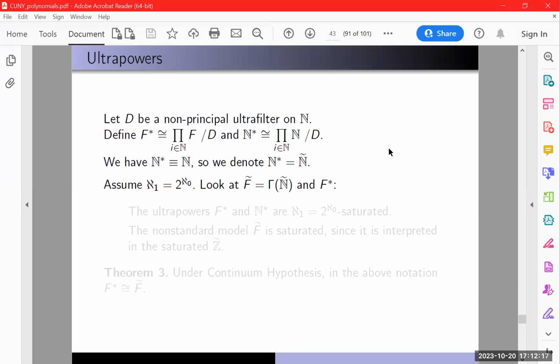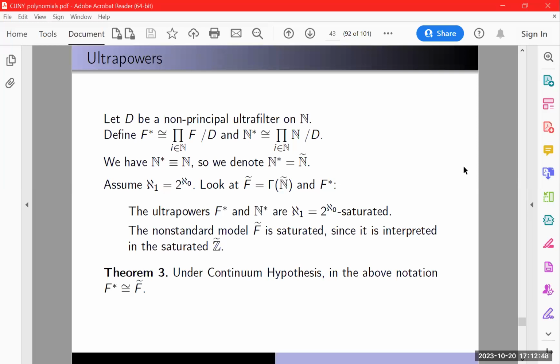So now I'll look at 2 things. I'll look at this ultrapower F star, and I will also look at the non-standard free group F tilde that I get by using this N tilde as my base. So these are hypothetically 2 different groups. However, notice that F star is going to be saturated, because for that we need the continuum hypothesis, but let's not worry about that. So let's assume the continuum hypothesis, then F star is saturated, but so is F tilde, because it's interpreted in the saturated thing, therefore you can see that it's going to be saturated.